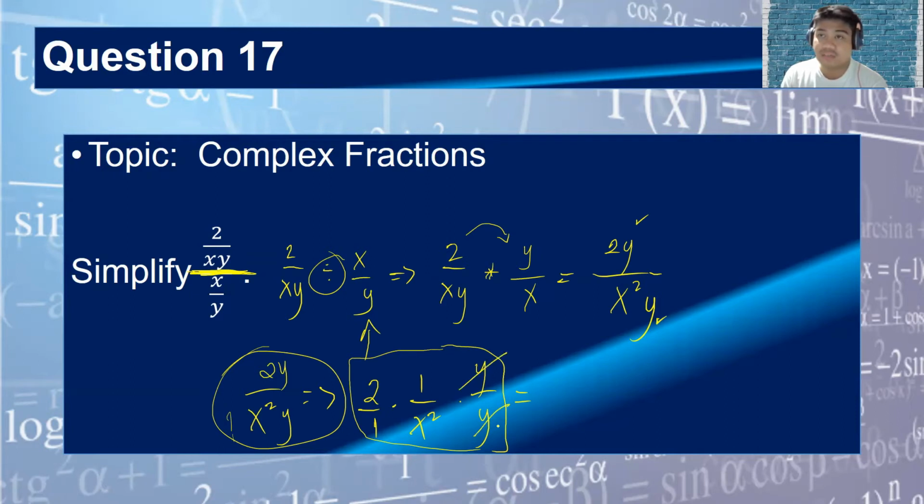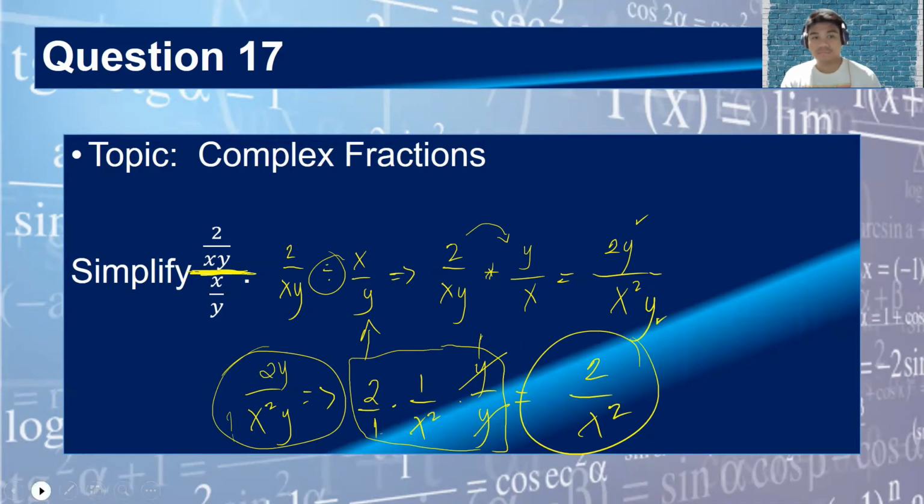Actually, we can already cancel that because this is equal to 1. So we have 2 times 1 times 1 is 2, over 1 times x squared is x squared. So our final answer is 2 over x squared. That is our answer on question number 17.